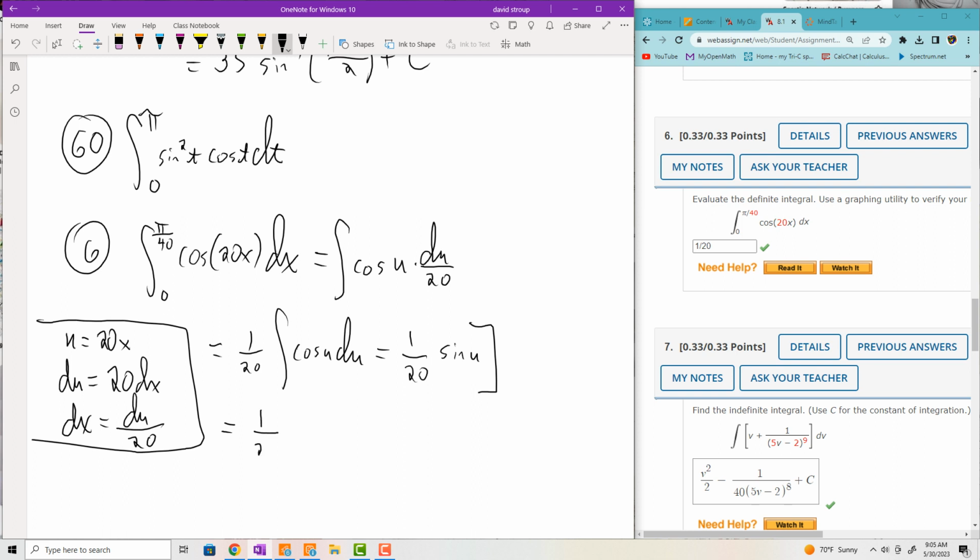Okay, so it'll be 1/20 sine of 20x. And I need to evaluate from 0 to pi. So now I can put the limits back into the problem.